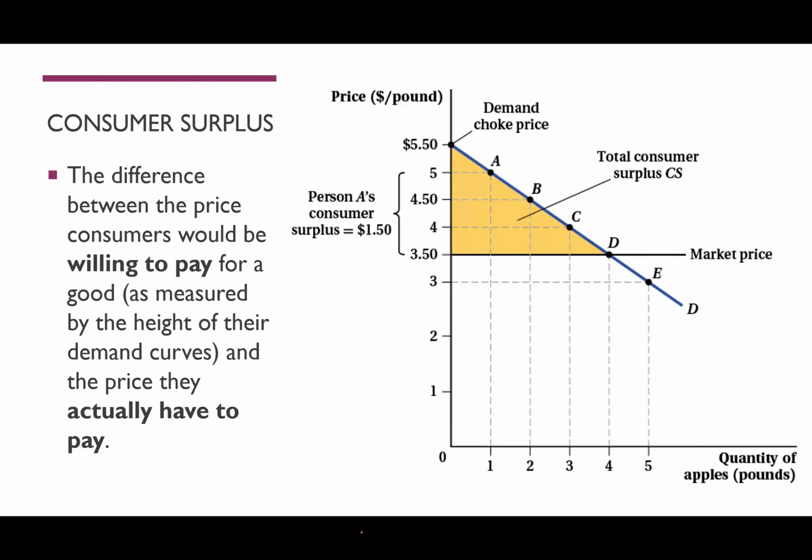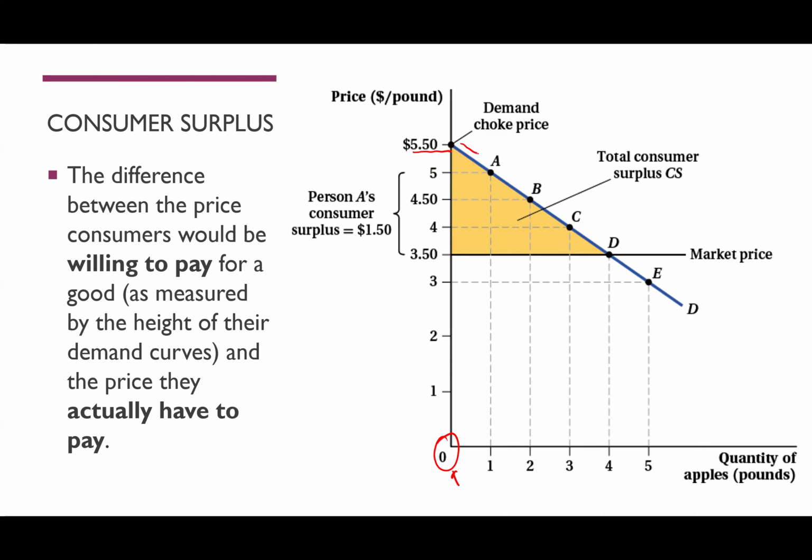So first, let's look at consumer surplus. Consumer surplus is the difference between the price consumers would be willing to pay for a good, shown by the height of their demand curve, and the price they actually have to pay. If we look at the market for apples on this slide, we see that at $5.50, no consumer is willing to pay for an apple, right? They would get a lot of consumer surplus, between $5.50 and $3.50, which is the market price, but that's just too expensive for them. So no apples are bought, they get no gains.